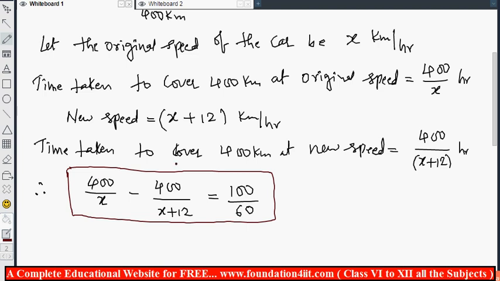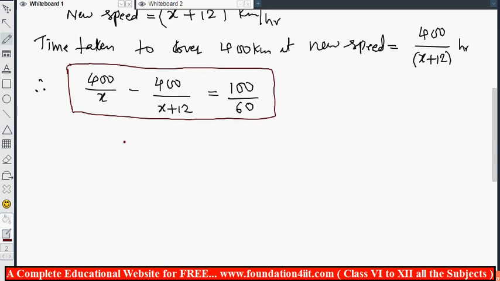From this, just take the 400 common to make the problem simple. So if I take 400 common, the remaining you write: 1 by x minus 1 by x plus 12 is equal to 100 by 60. So this you can cancel here, 0, 0, 10, 6. This is 5 by 3. So it's 5 by 3.